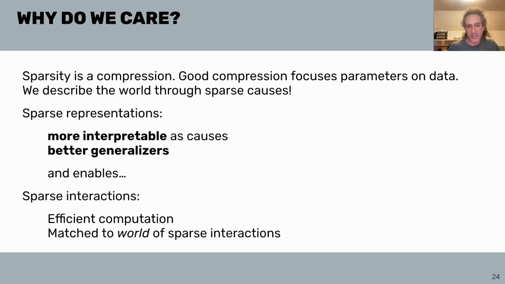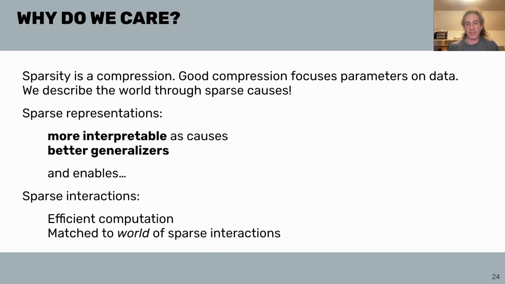Why do we care about sparsity? Well, sparsity is really a compression. And compression is good because it allows us to focus parameters on the parts of data that need them. This is useful in our world because our world is well described as having sparse causes. Objects are rare, their interactions are rare. And that means that sparse representations can be more interpretable as causes and therefore better generalizers, things that are focusing on the elements of the world that could change, that could influence us, or that we can influence.